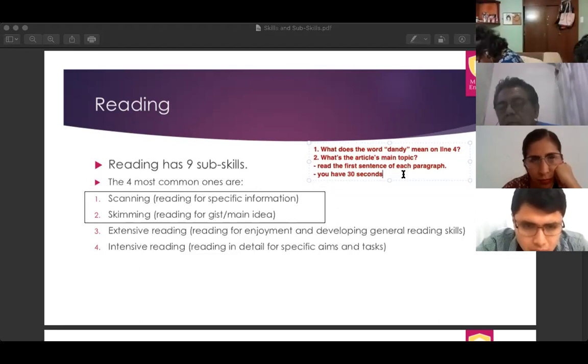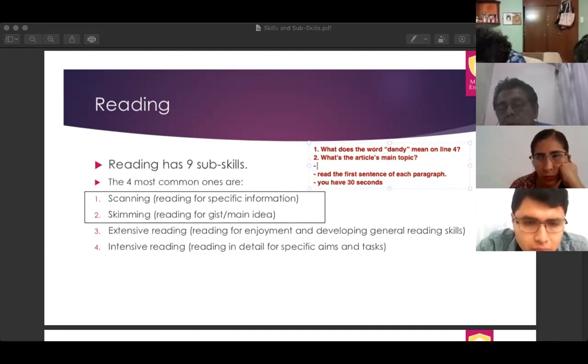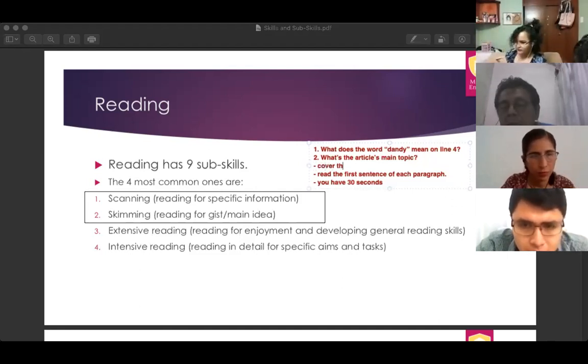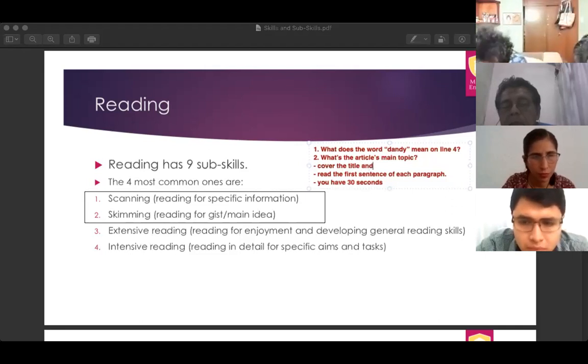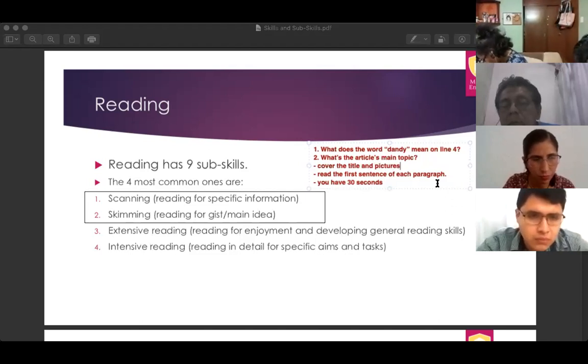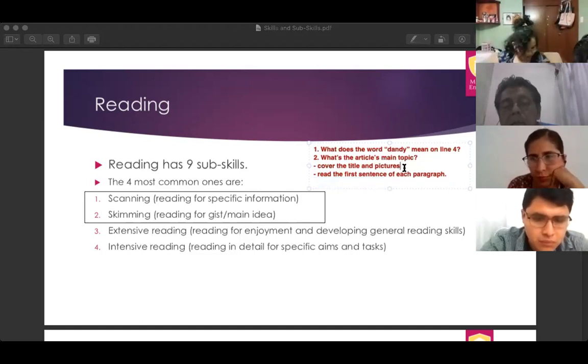Now, for this skill, you can also look at the title. You can look at pictures and you can get the general idea, right? But you don't want to get your students used to that because on those proficiency tests, there's not gonna be any pictures. Maybe there's going to be a title, maybe, but there's not going to be any pictures. So, cover the title and pictures, or tell your students to cover the title and the pictures. You have to follow good sequence. So let me put this in order for you.